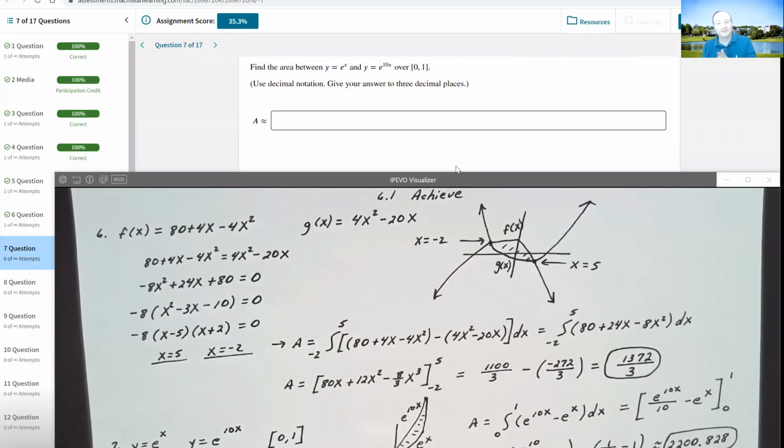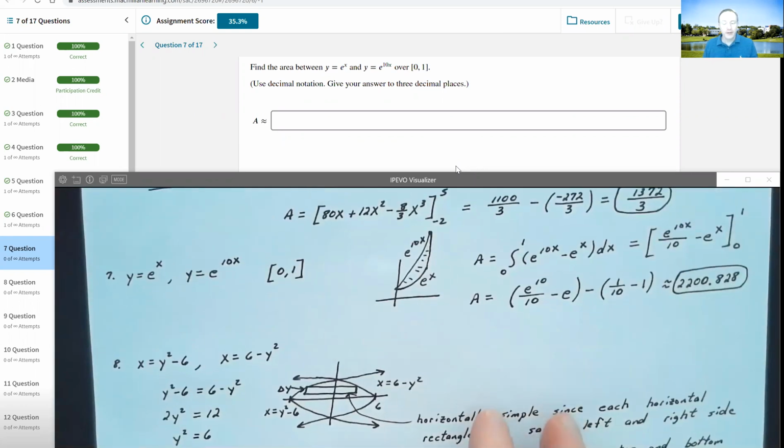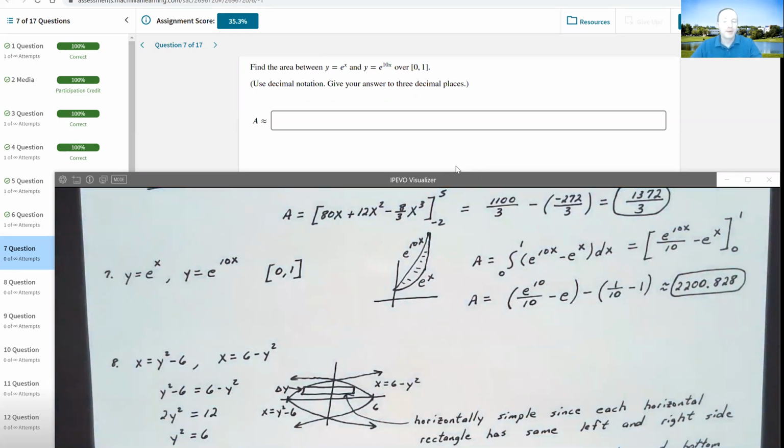Next question here. This one's wanting a decimal approximation. Okay, very easy problem. We know the larger the exponent of an exponential function, the more quickly it rises. So without even thinking about this one, if we're trying to find the area between e to the x and e to the 10x from 0 to 1, you know that the top function is e to the 10x and the bottom function is e to the x.